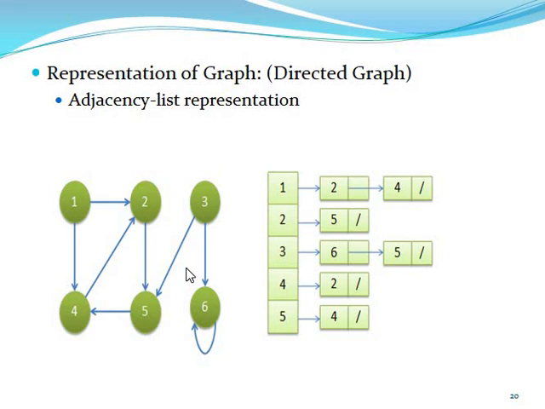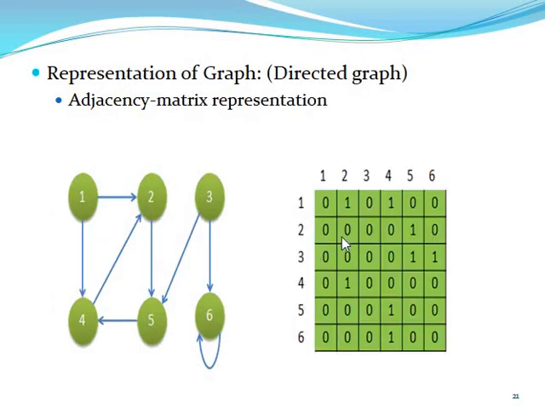Also we have seen the adjacency list representation of the directed graph. In the same way, 1 to 2 and 1 to 4 represent a particular direction, so we connect them. And in the matrix we put the value 1. Here 6 connects to itself, so we put 1 there, not here. So this is the importance.